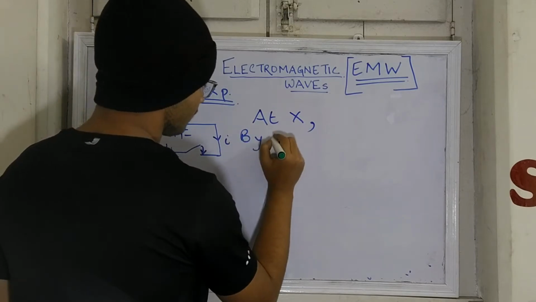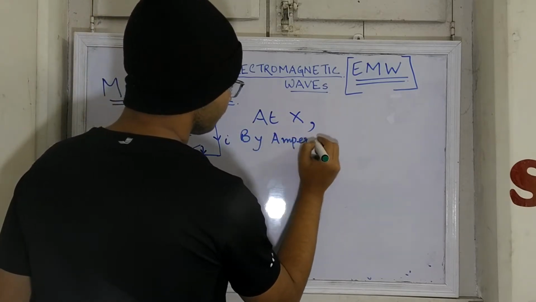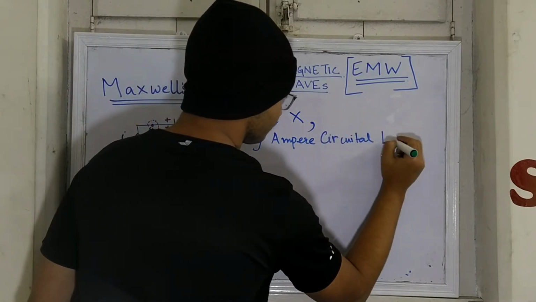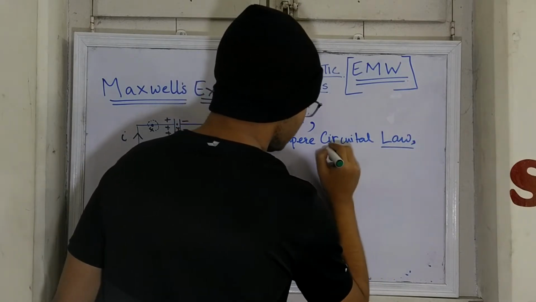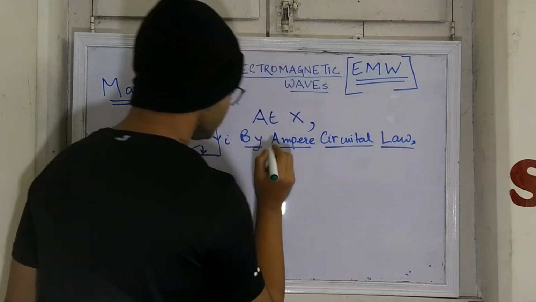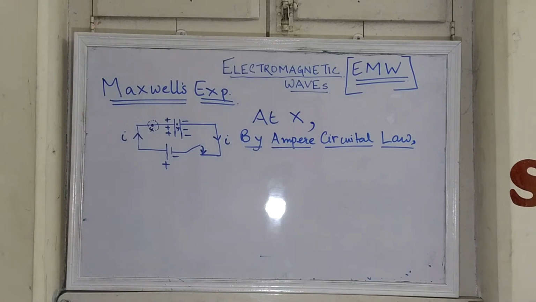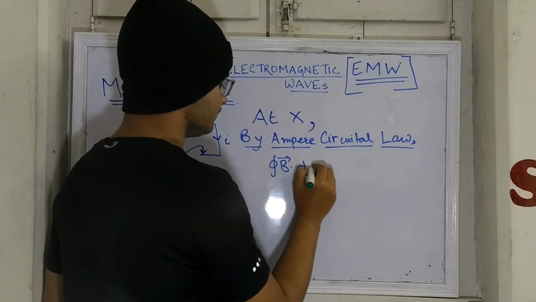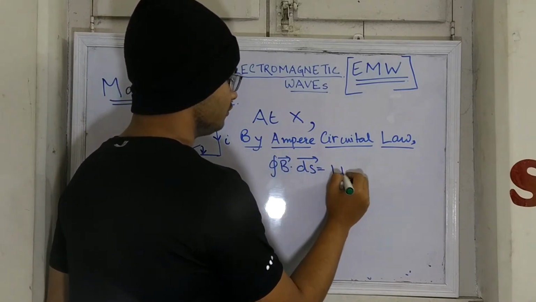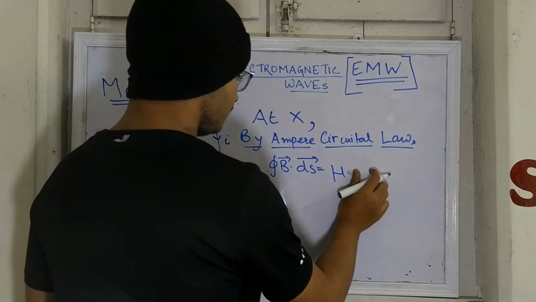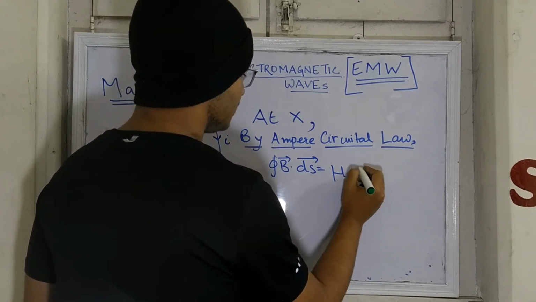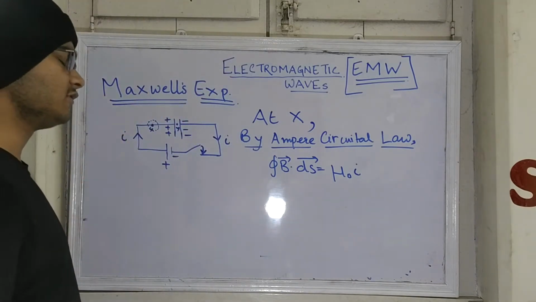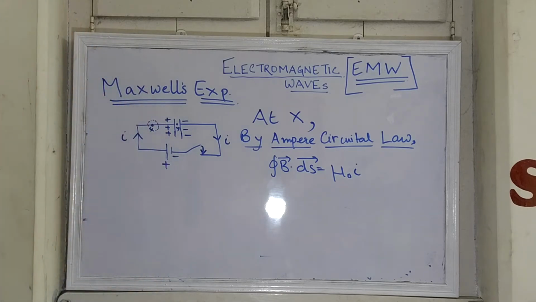by Ampere circuital law, right? We are familiar with Ampere circuital law. By Ampere circuital law, we can say that the integral of B vector dot ds vector equals mu 0 into I, correct? This is the Ampere circuital law which we get from the magnetic induction, right?